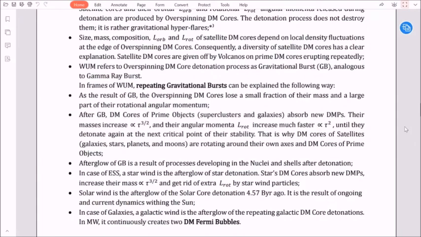Afterglow of gravitational burst is a result of processes developing in the nucleus and shells after detonation. In case of extrasolar system, a star wind is the afterglow of star detonation. Stars' dark matter cores absorb new dark matter particles, increase their mass proportionally to tau to the power 1.5, and get rid of extra rotational angular momentum by star wind particles. Solar wind is the afterglow of the solar core detonation 4.57 billion years ago. It is the result of ongoing and current dynamics within the sun. In case of galaxies, a galactic wind is the afterglow of the repeating galactic dark matter core detonations. In Milky Way, it continuously creates two dark matter Fermi bubbles.